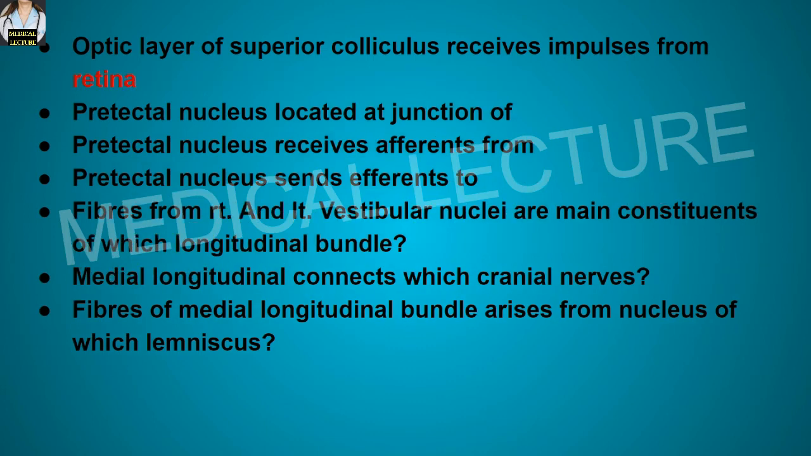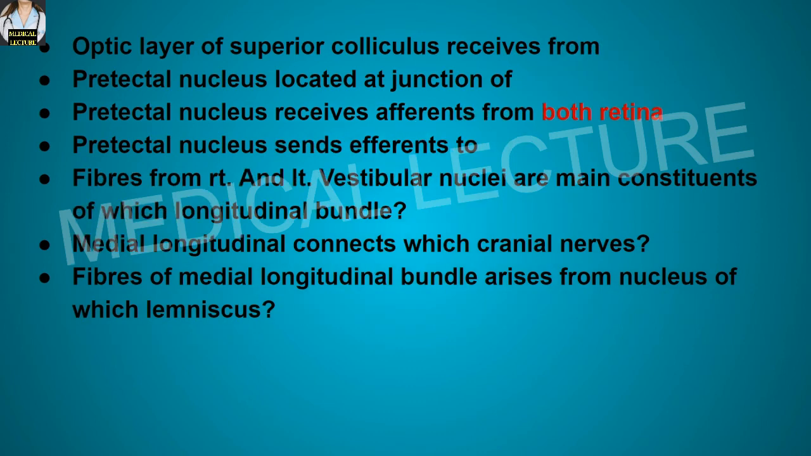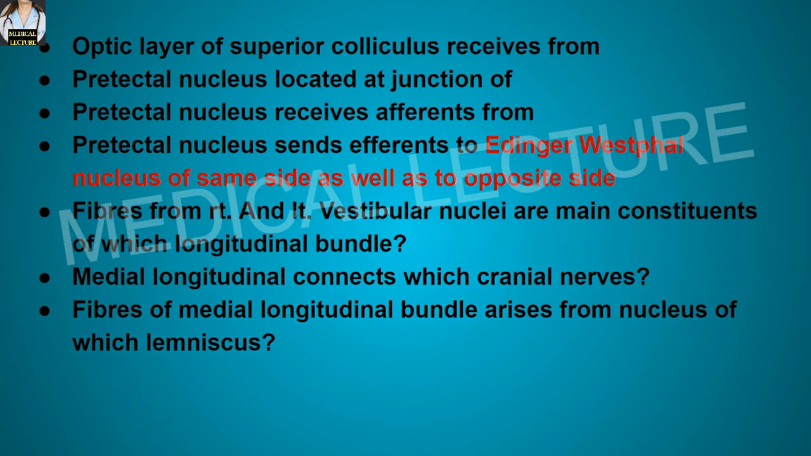Pretectal nucleus is located at the junction of the midbrain and the diencephalon. Pretectal nucleus receives afferents from both retinae. Pretectal nucleus sends efferents to the Edinger-Westphal nucleus of the same side as well as to the opposite side.